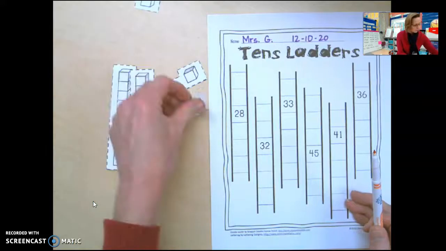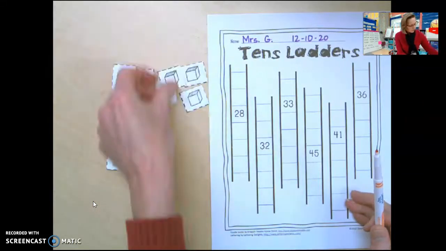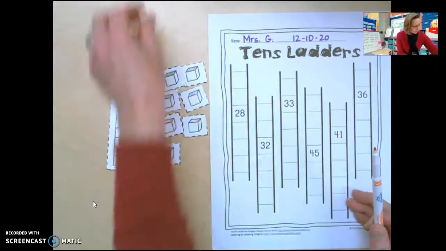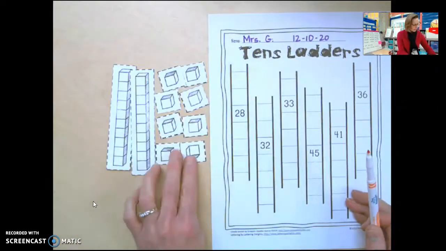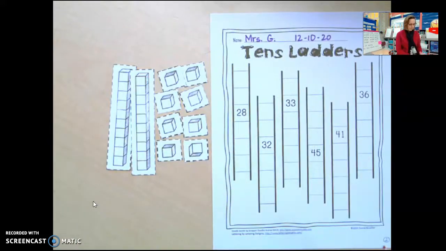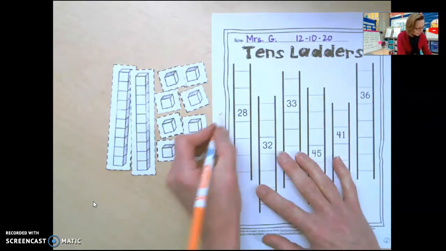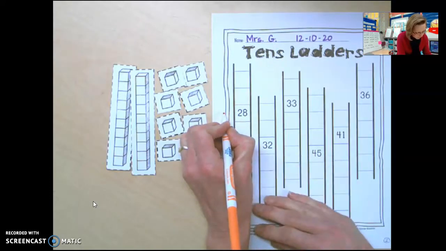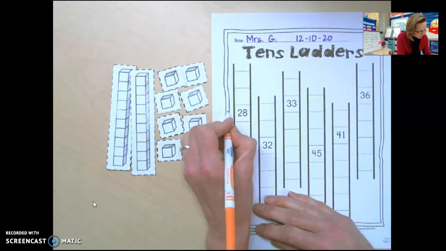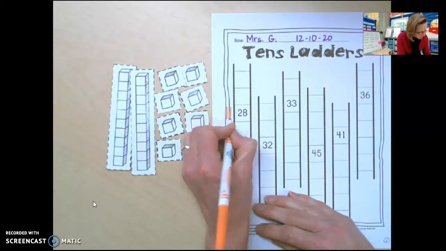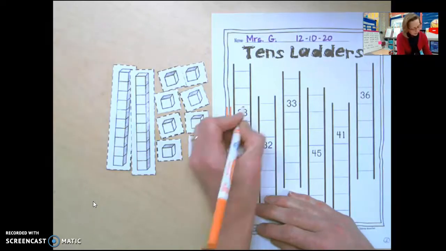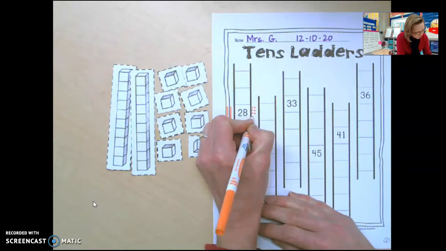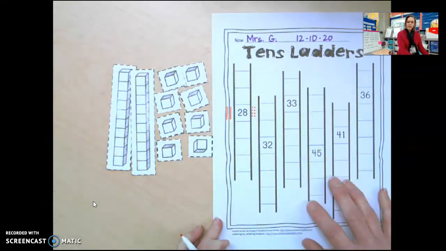1, 2, 3, 4, 5, 6, and then 7, 8. So there is 28. Okay, now I want you to draw that. I want you to draw it on your paper. Okay, so we're going to draw right here. Let's see, do we have enough space? I want you to do your 10 sticks on this side. So we're going to do 2 10 sticks over here. You can do the shortcut. And then I want you to do your dots on this side. Okay, so that would be 28.